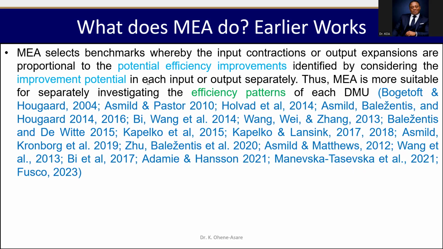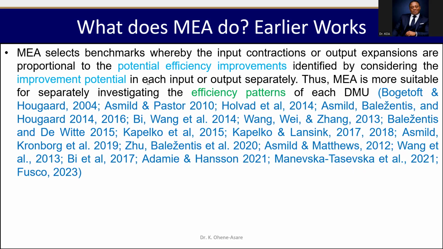So what is a potential efficiency improvement? It is not the current efficiency score. Note it down. It's not a current efficiency score. It is not the amount of slack. It is not the overall inefficiency of the DMU. No. It's very, very important. Did you identify what it is not, Kane?